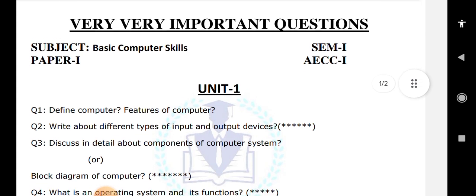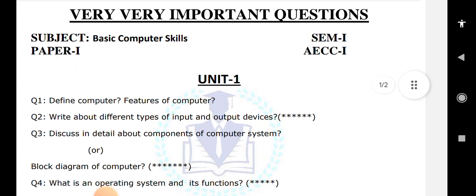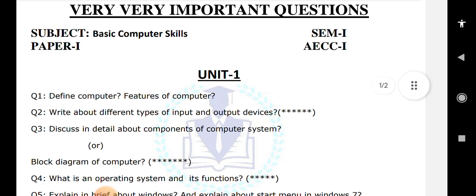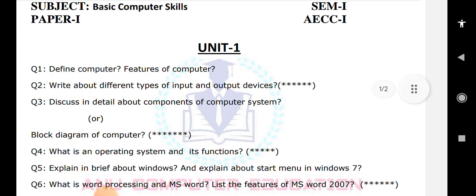Okay, the next one is the block diagram of computer. You have to draw the block diagram and explain about it. Input devices and CPU, central processing unit, which has 3 internal parts: ALU, MU and CU. All things you have to explain, including output devices. And next, what is operating system and its functions? It's a very, very important question.